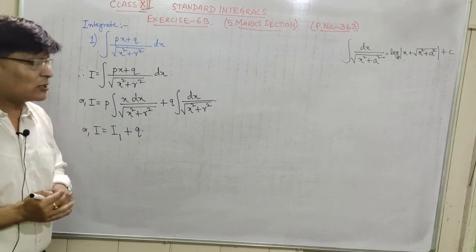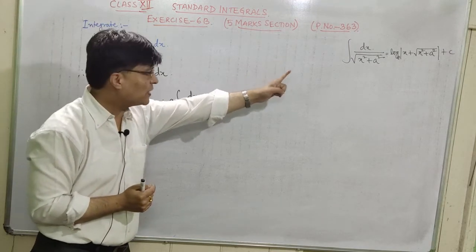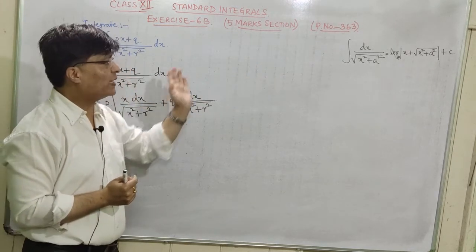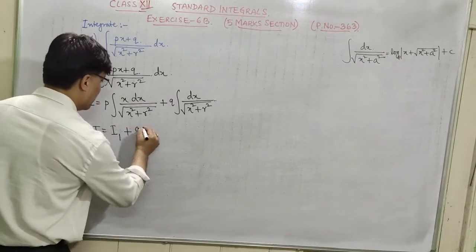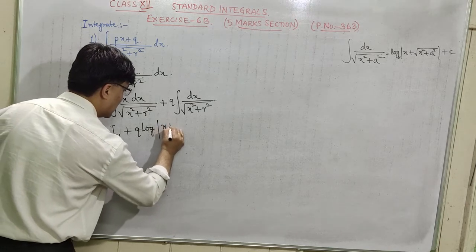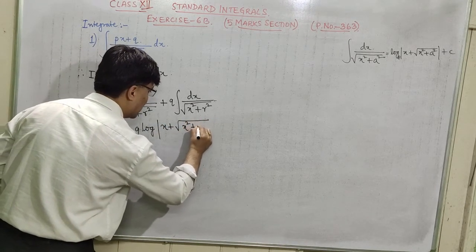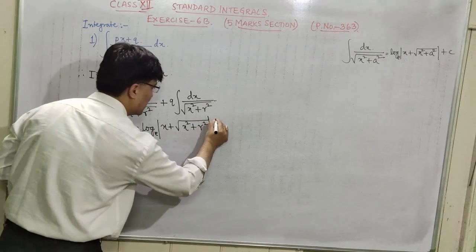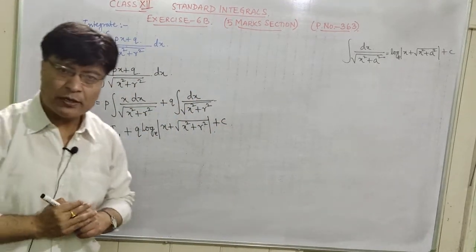So now let us compare this integration with that standard integral. Instead of x there is x, instead of a there is r. So we can use that standard integral here. So plus q into, what is the formula, log of mod x plus root over x square plus r square, mod sign closed, the base is e, then what do we write, plus c. Is that clear?